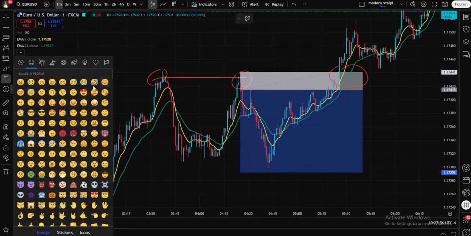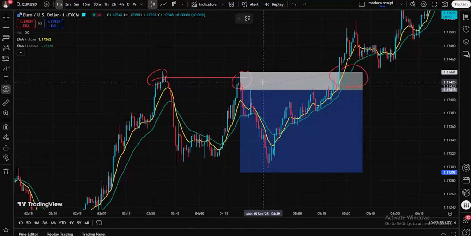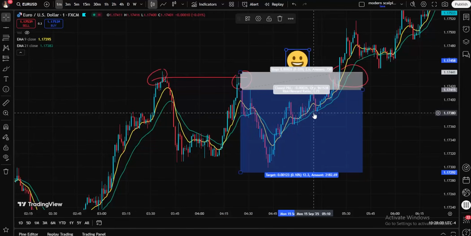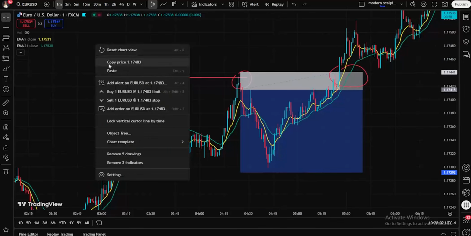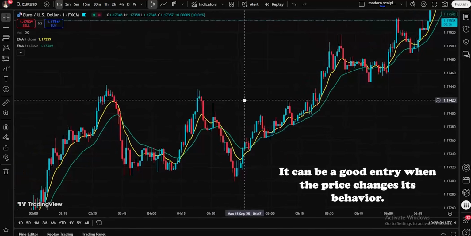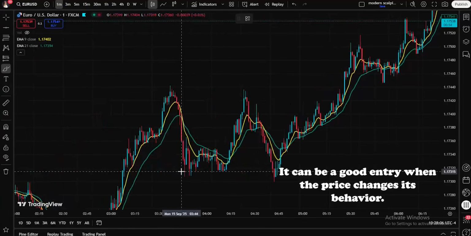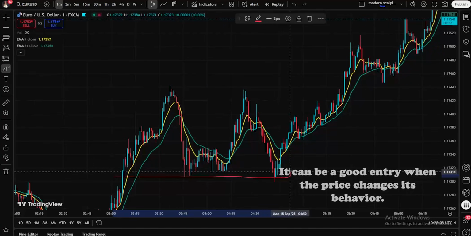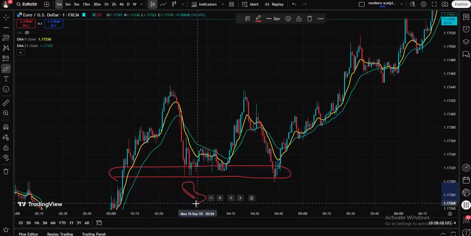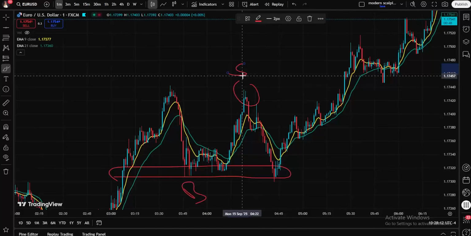Blindly trusting crosses. Just because the EMA 9 crosses the EMA 21, it doesn't mean the market is going to change direction. Often the cross occurs in a sideways area or near liquidity areas, and the price immediately reverses.